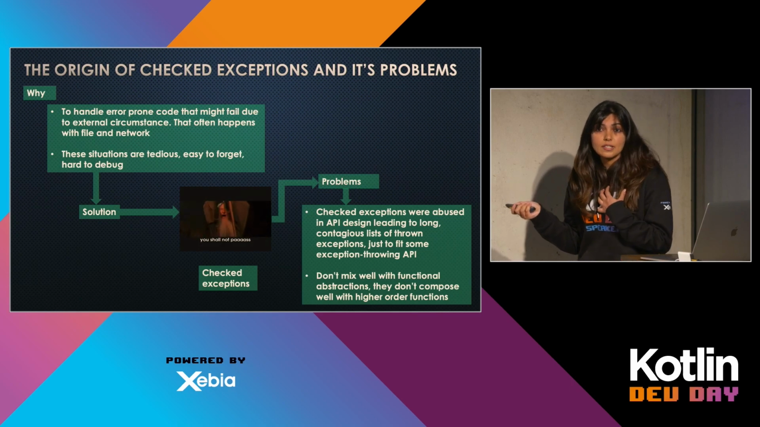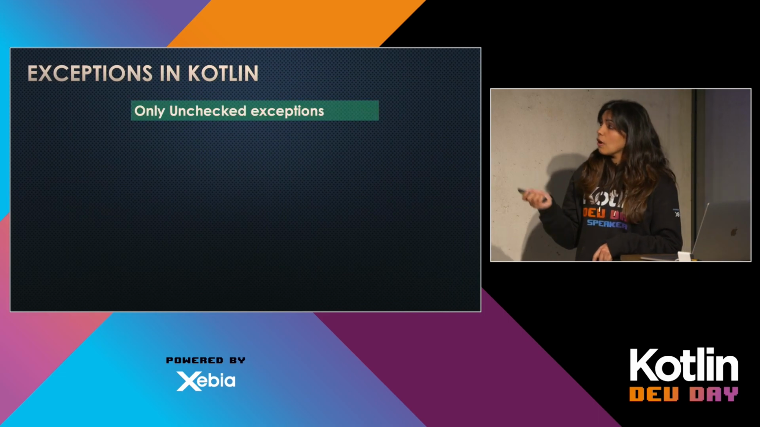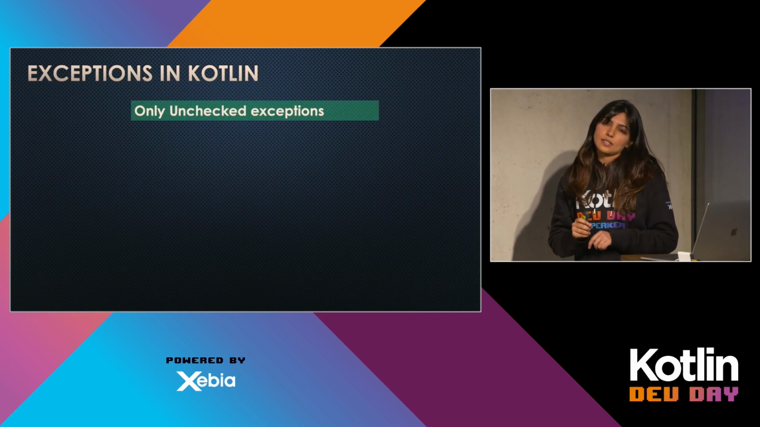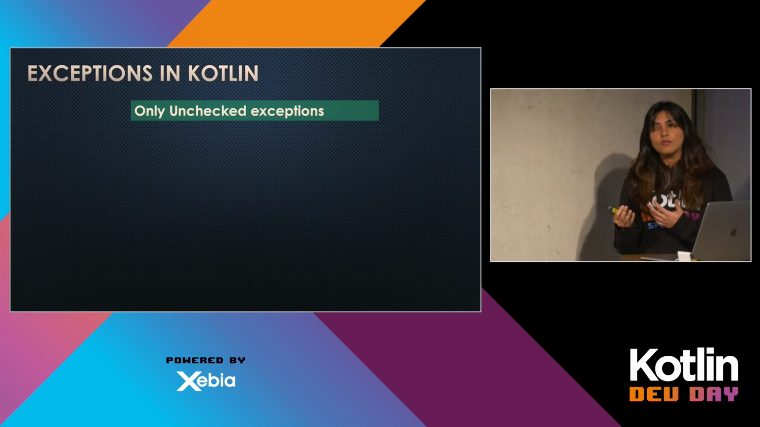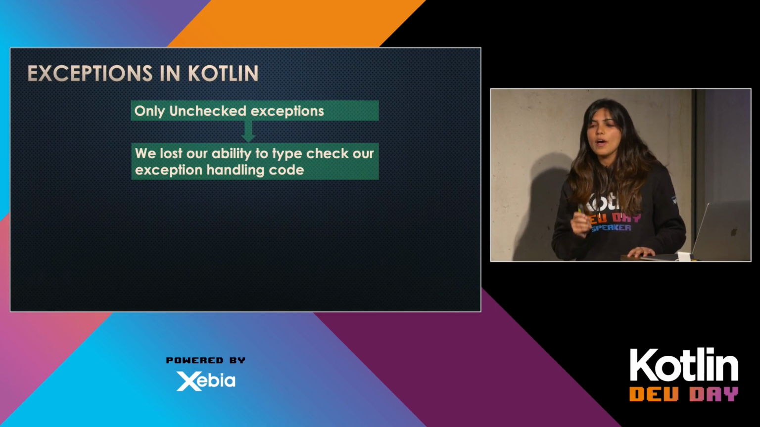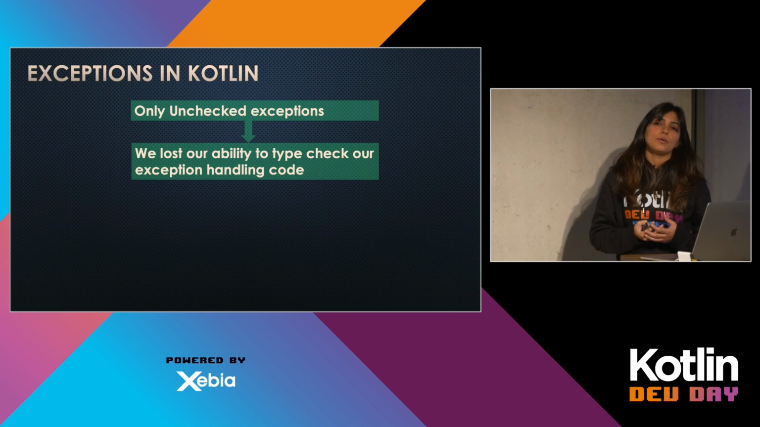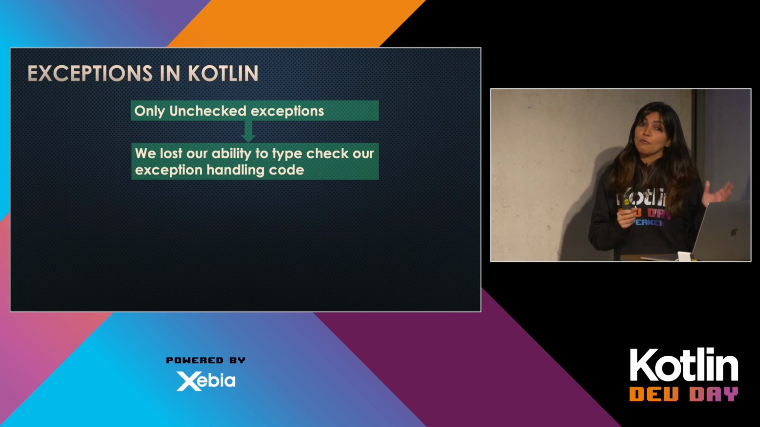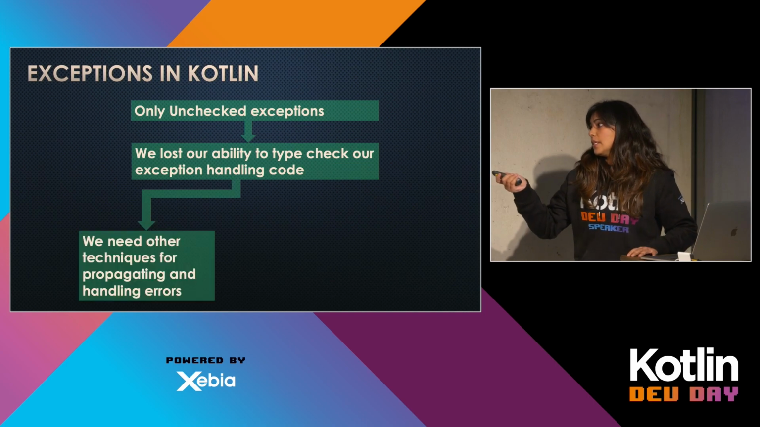Luckily, Kotlin for us has already made the decision to remove checked exceptions, and Kotlin supports only unchecked exceptions. Now, checked exceptions have been removed. What in turn it means is we now have lost our ability to type check our exception handling code. Now, okay, we have solved one problem, but we have another problem to solve. What can we do in this case?